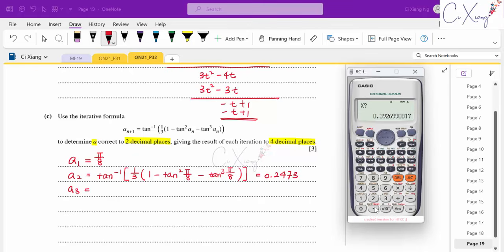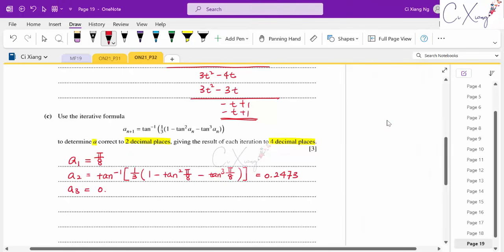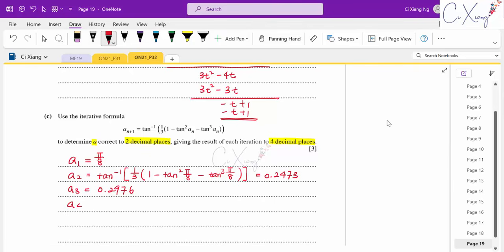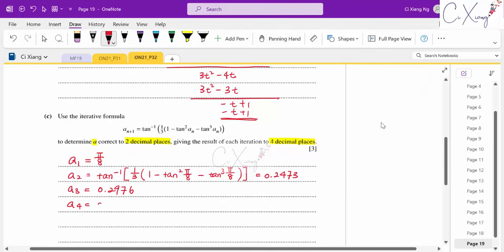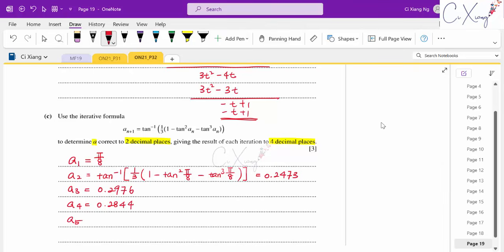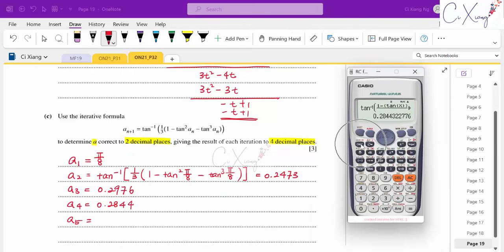So press calculate. Then key in the value 0.2473 and equal sign. Then you get the next value, 0.2976. Again, I want to make sure that my answer is in 4 decimal places, 0.2976. So I will repeat the process until I get the answer with 2 decimal places repeated. Press calculate again, 0.2976, equal sign, 0.2844. Haven't repeated yet, right? The 2 decimal places answer. So just continue again until you get the repeated 2 decimal places answer.